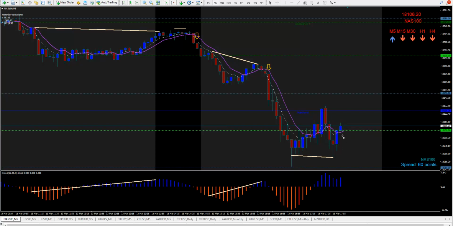Once this candle closes, it will be a buy trade if we close up here somewhere. How many minutes are left? Oh, there's 4 more minutes yet. It could go all the way up here by then.